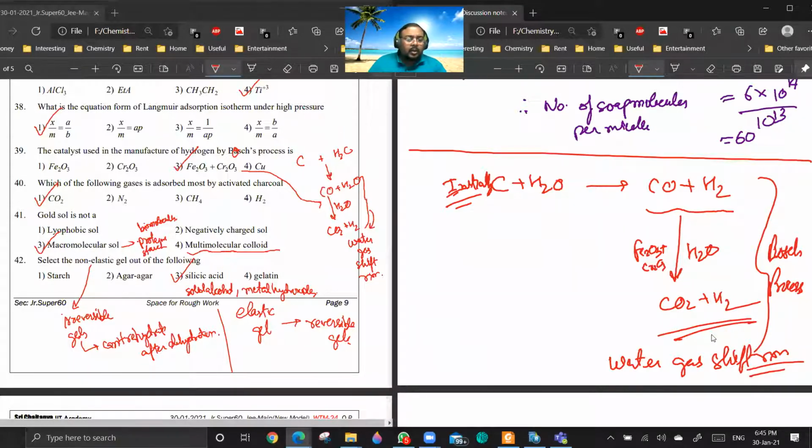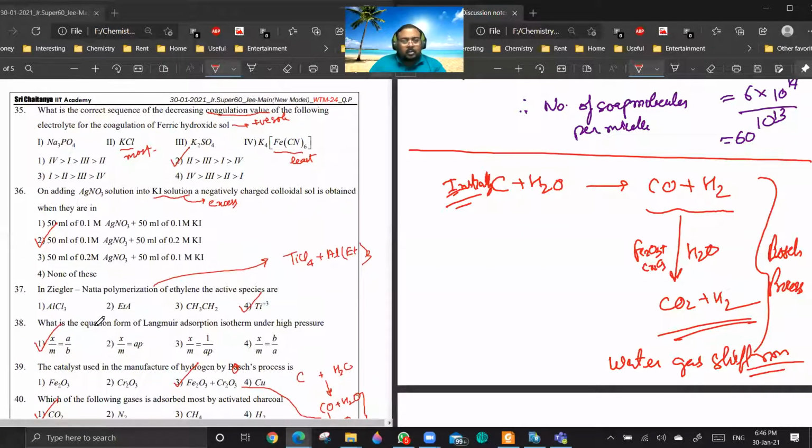Yes, sir. Okay. 40th, in activated charcoal, always physisorption will be taking place. So it will depend on intermolecular attraction. CO2 will have the maximum. Okay? Because it is having individual dipoles. Although the net dipole moment is 0, the individual dipoles will cause it to have high intermolecular forces. Is it clear? Yes, sir. Okay. After this, 42 is clear, non-elastic gel. Yes, sir. I have given one page of notes on gel, that is good enough.